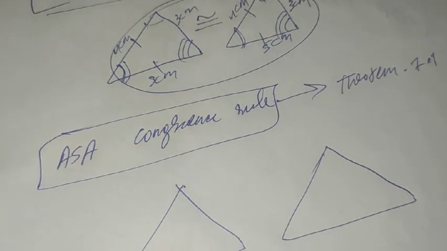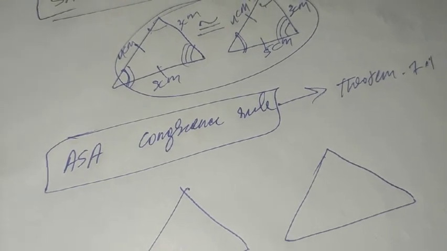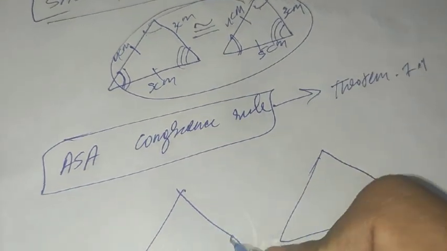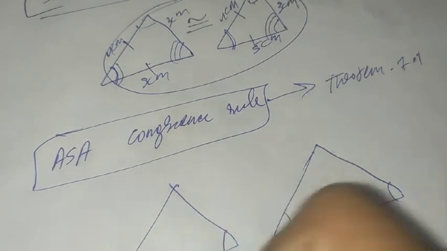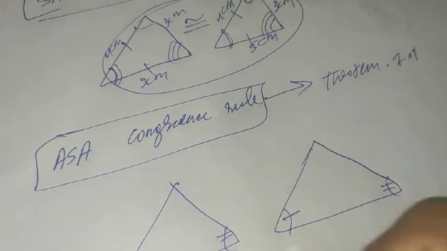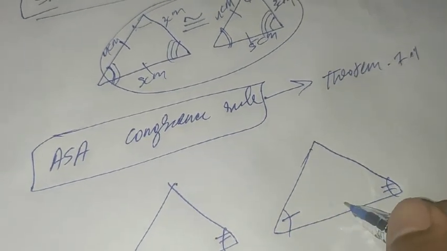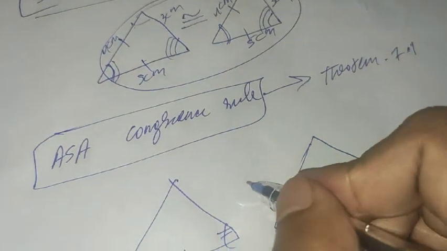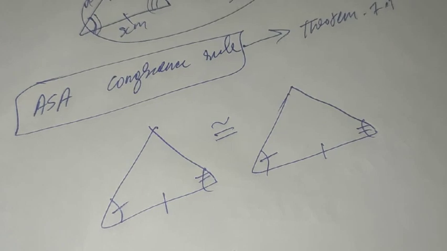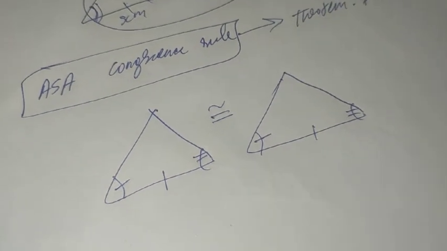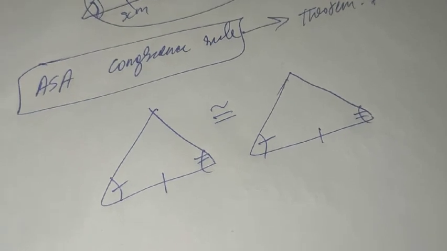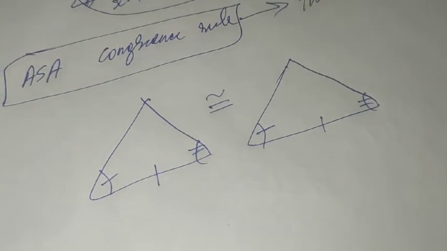Now see students, if two angles are equal, this angle is equal to this angle and this angle is equal to this angle, and one side, this side is equal to this side, then we will say that these two triangles are congruent. Okay, students? So it is very necessary to solve examples and questions from the textbook, and if you have any doubt, you can ask me in the comments.